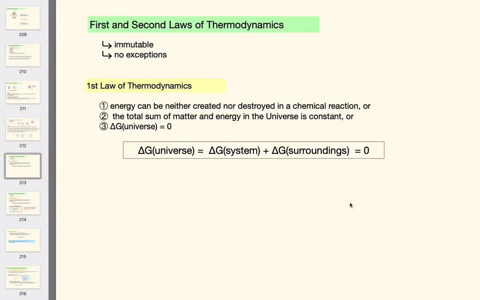Let's take a quick look at the first and second laws of thermodynamics. These are the big ones. These laws are immutable and there are no exceptions. In other words, you can take them to the bank. The first law of thermodynamics.